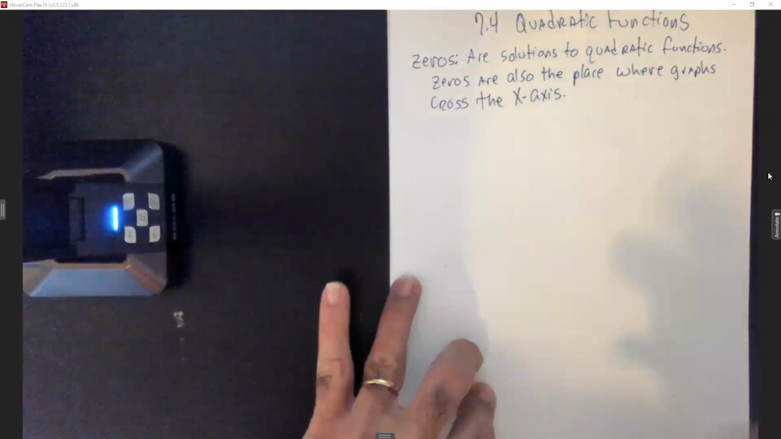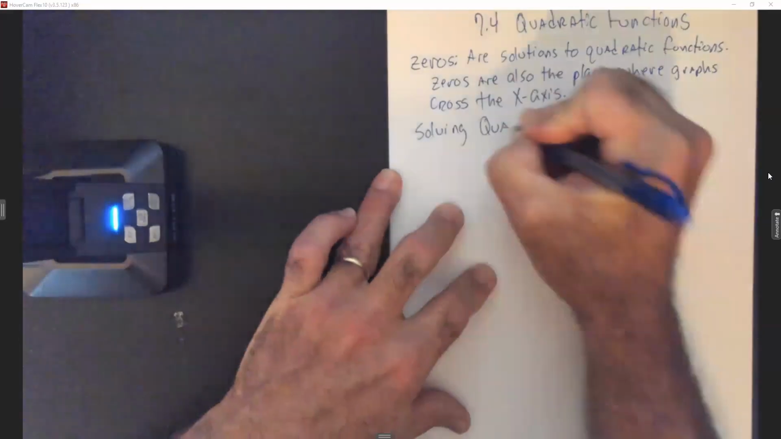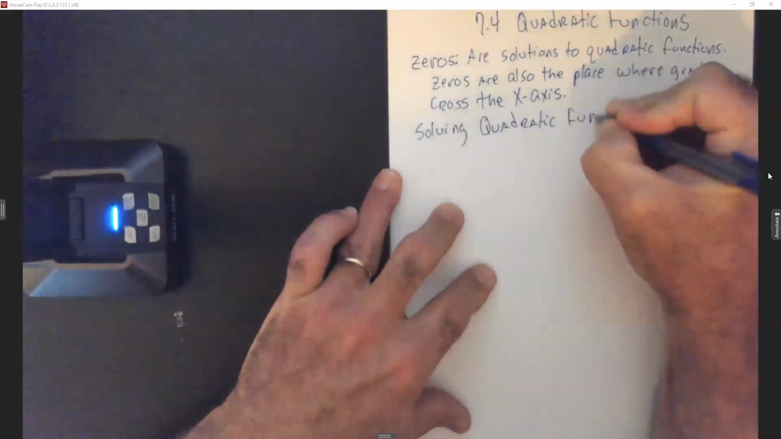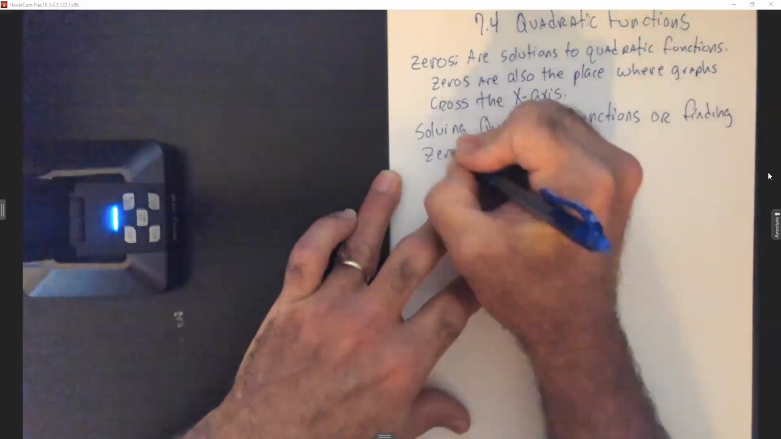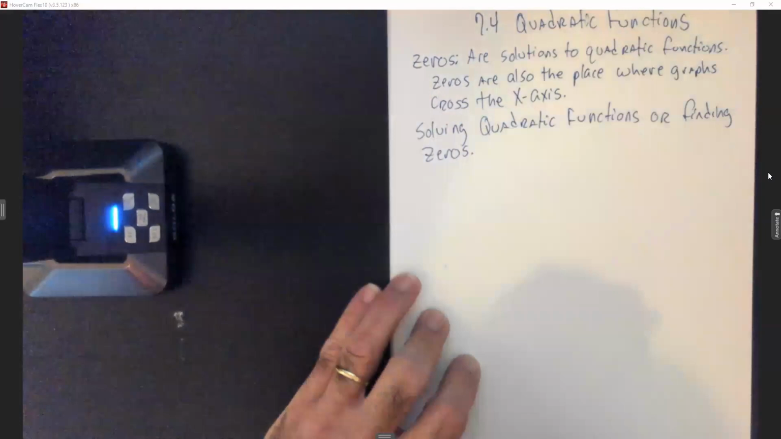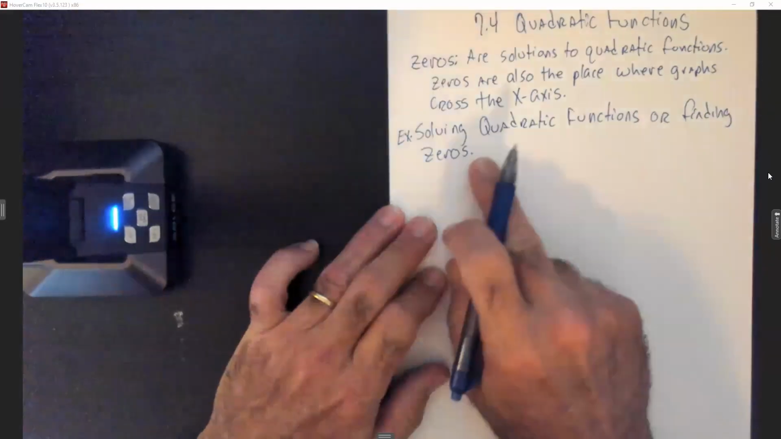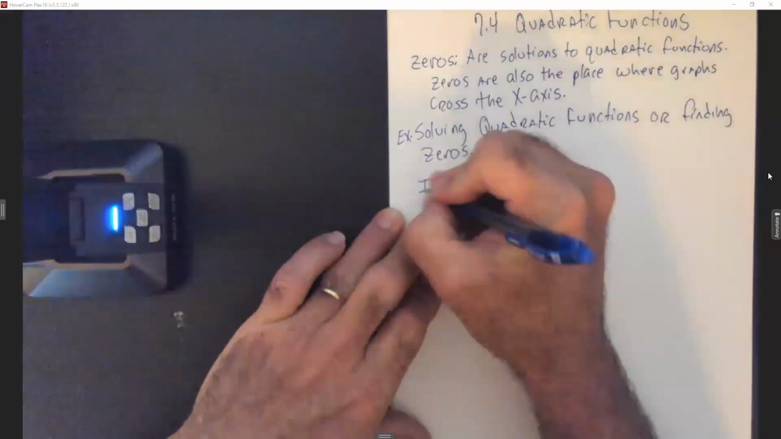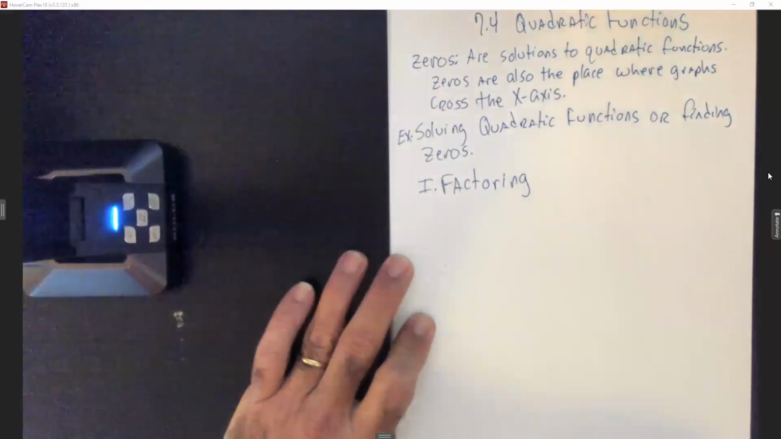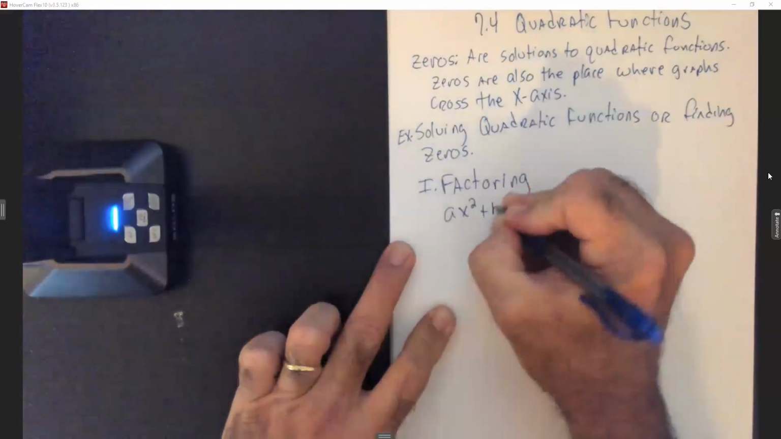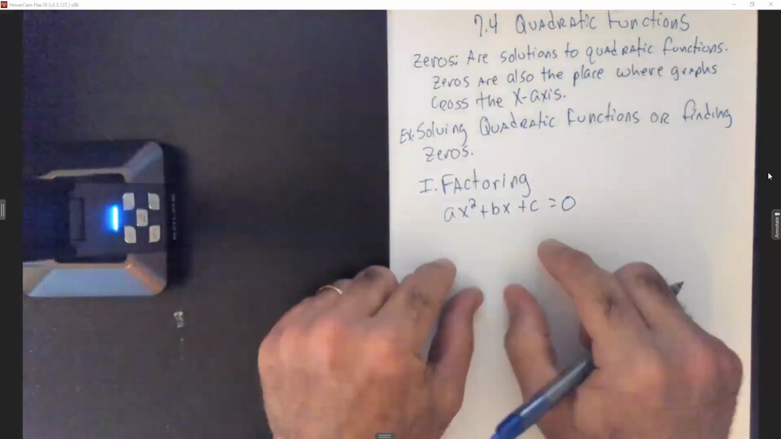All right, so we're going to look at solving the quadratic functions, or finding zeros. Those mean the same thing, okay? So to solve quadratic functions, there's two methods we'll look at. First method is factoring. Okay, to solve by factoring, you want everything on one side equal to 0. And then remember, you would factor it and then set each of them factors equal to 0 before you solved it.